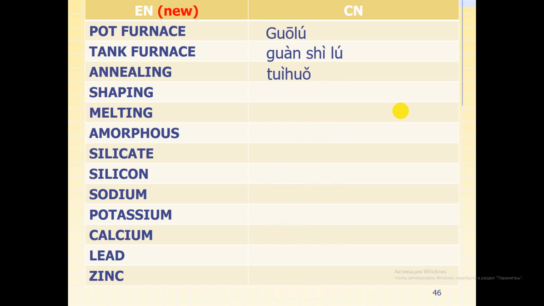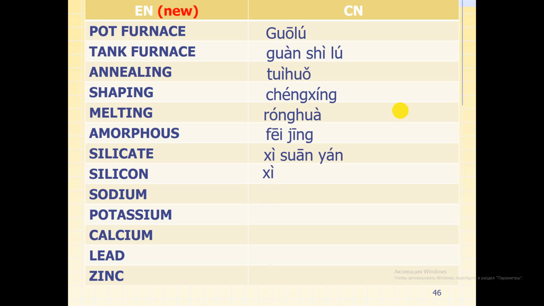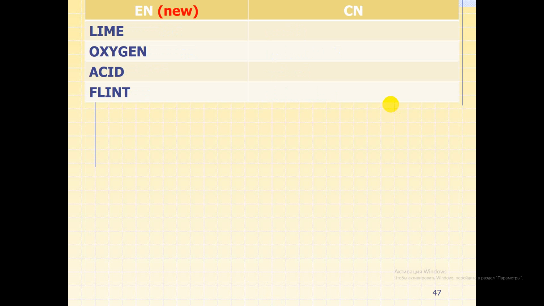Annealing, shaping, melting, amorphous, silicate, silicon, sodium, potassium, calcium, lead, zinc, lime, oxygen, acid, flint.